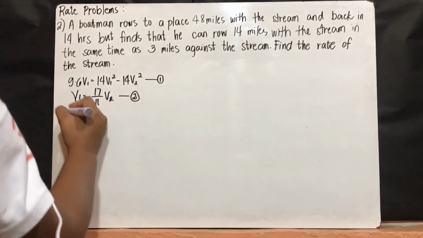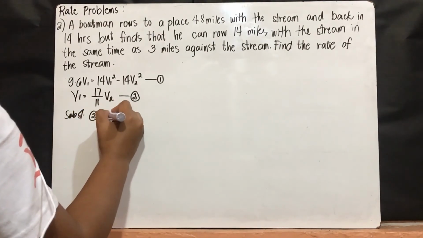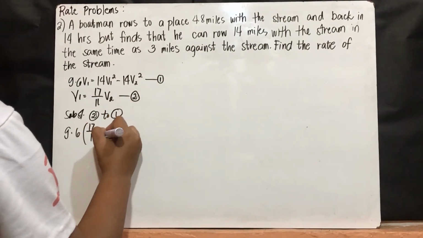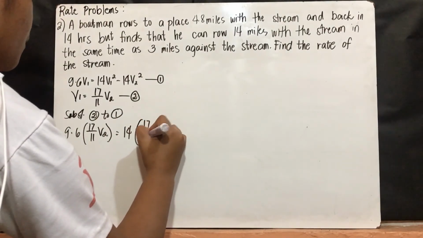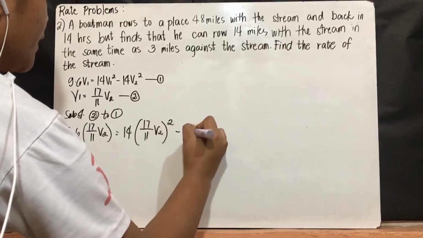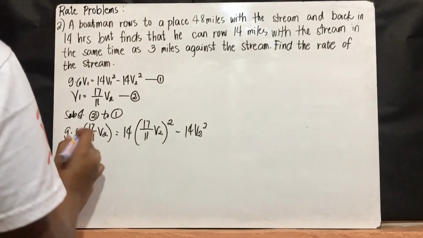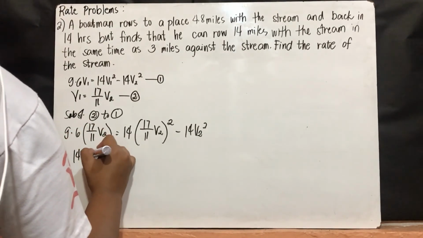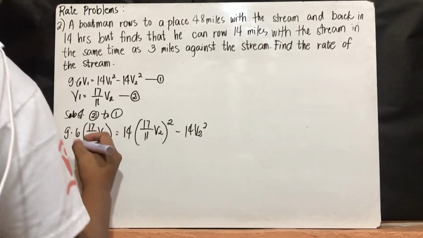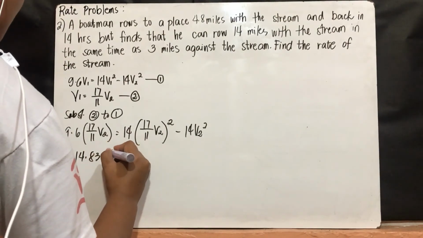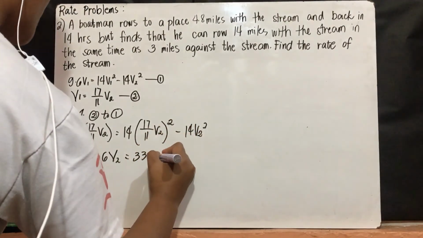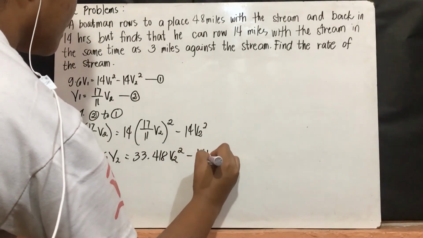So, from there, we can substitute equation 2 to equation 1. So, we have 9.6 and then V1 is equal to 17 over 11 V2 equal to 14 times 17 over 11 V2 squared minus 14 V2 squared. And then we have 9.6 times 17 over 11 V2 is equal to 14.836. So, rounded off ko na siya into 3 decimal places. So, 14.836 V2 equal to 14 times 17 over 11. 17 over 11 squared siya ha. So, this will be equal to 33.418 V2 squared minus 14 V2 squared.